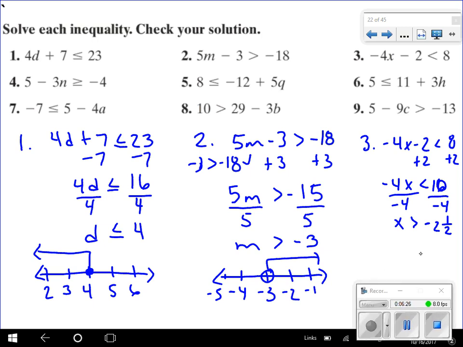So if I came down here to graph that, I'll be graphing at negative 1 and 1/2. It's going to be an open circle. I can go up by halves or whatever I want to go up by, so I could go here negative 2 and here negative 3, shaded to the right. I have to make sure though that I flip my sign.